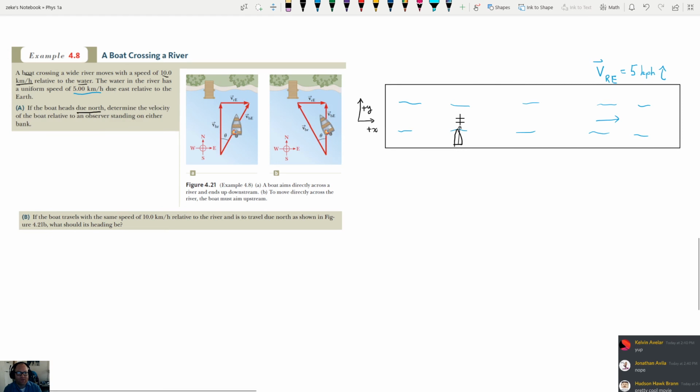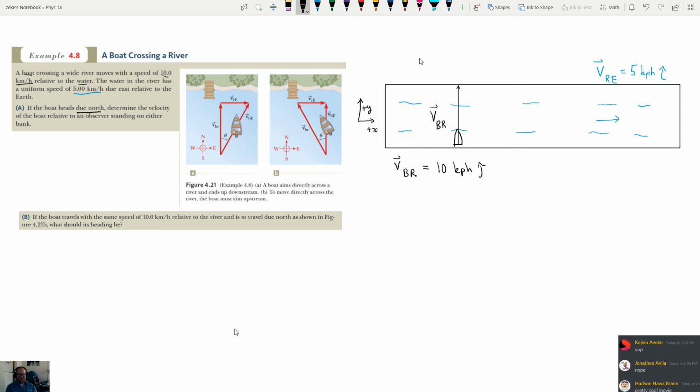So our boat is moving in this direction, straight north. And we'll call that the velocity of the boat relative to the water or the river, because it says it's 10 kilometers per hour relative to the water. That's also a vector. I'll write down here that that's the velocity of the boat relative to the river, and it's equal to 10 kph. And because it's moving north, I'm going to drop a j hat on here.